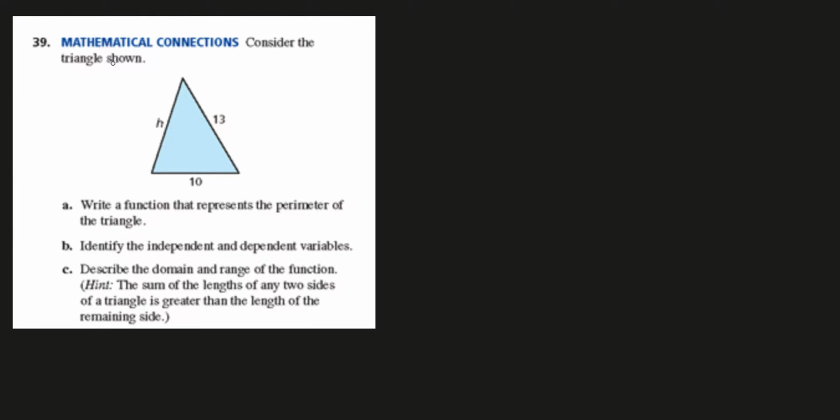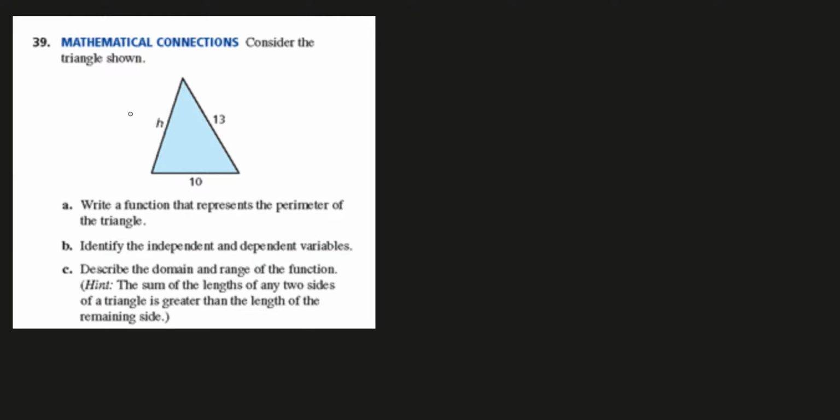Okay, so in this video, we're looking at problem number 39. 39 tells us it's a mathematical connection. When I look at this, it's a triangle, so it's connecting, I guess, geometry to algebra. So it's connecting the two things. So that's what it means by mathematical connection.